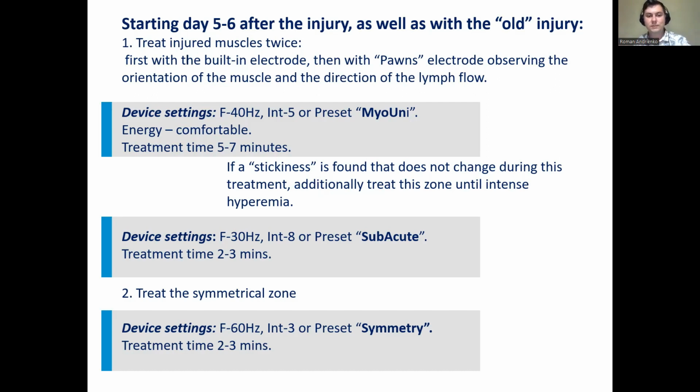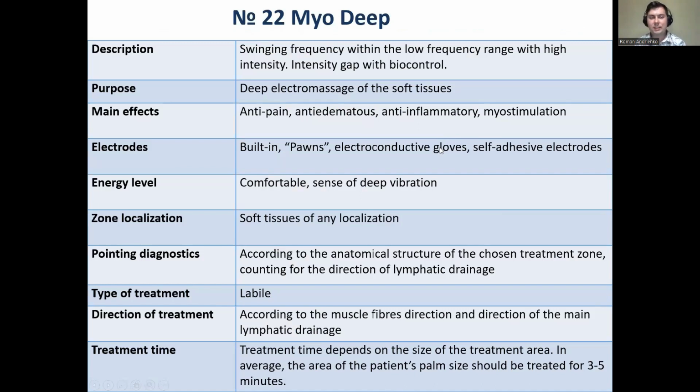So this is important. After that, we change the settings to frequency 30, intensity 8, or preset subacute, and we treat everything for 2-3 minutes. After that, we treat the symmetrical zone with frequency 60, intensity 3, and preset symmetry, obviously, for 2-3 minutes. This is a good example.